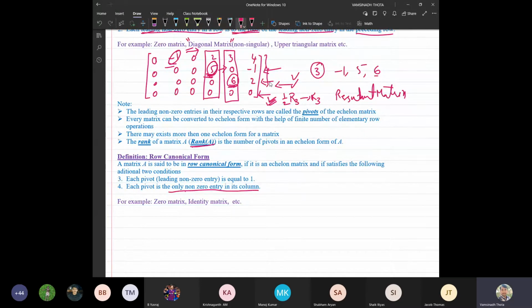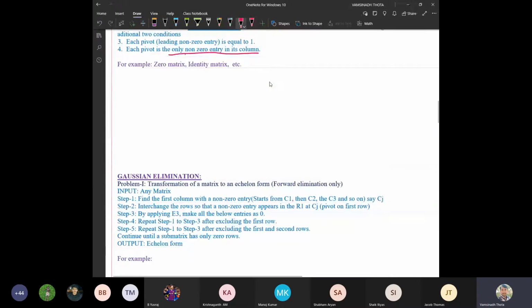How many pivot elements are there? Here there are -1, 5 and 6. The first leading entry is -1. Now, what about the remaining entries in this column? It is already 0. So if the matrix satisfies these 2 additional conditions after converting into the echelon form, then we will say that the given matrix is in the row canonical form.